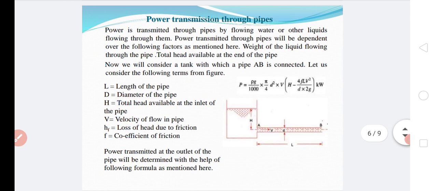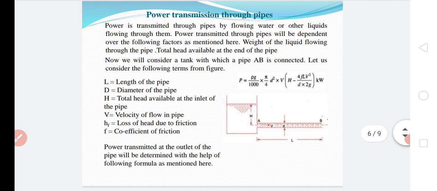Now the last topic, power transmission through pipes. Power is transmitted through pipes by water or other liquids flowing through them. The power transmitted depends upon, number 1, the weight of the liquid flowing through the pipe, and number 2, the total head available at the end of the pipe. These are the two conditions for power transmission.